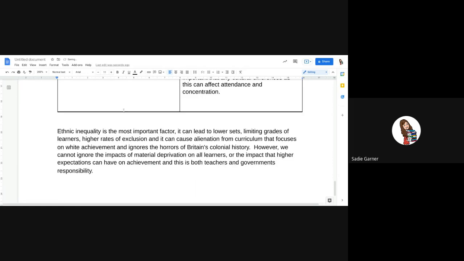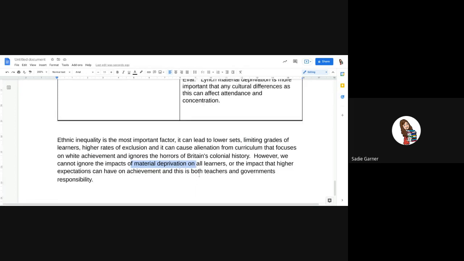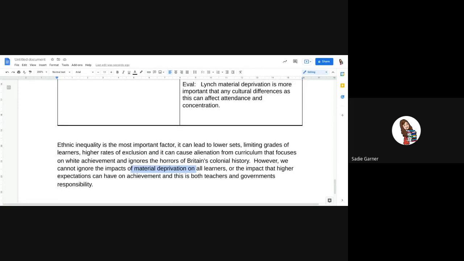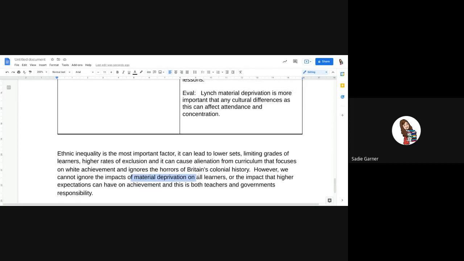So, I make my point. Ethnic inequality is the most important. This is what it can lead to, and I'm summarising all the things that it can cause. I think that there needs to be more discussion of Britain's colonial history. We can learn British history, but not a version of it that's all about achievement from white groups. However, we also can't ignore material deprivation, and it's a government responsibility to spend our money on our children. And teachers do need to consider that their higher expectations drive up learners' achievement, which is important as well. So I make my judgment here.